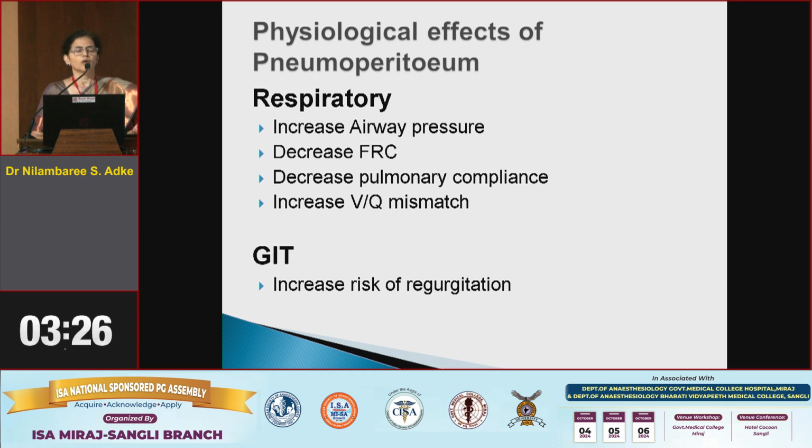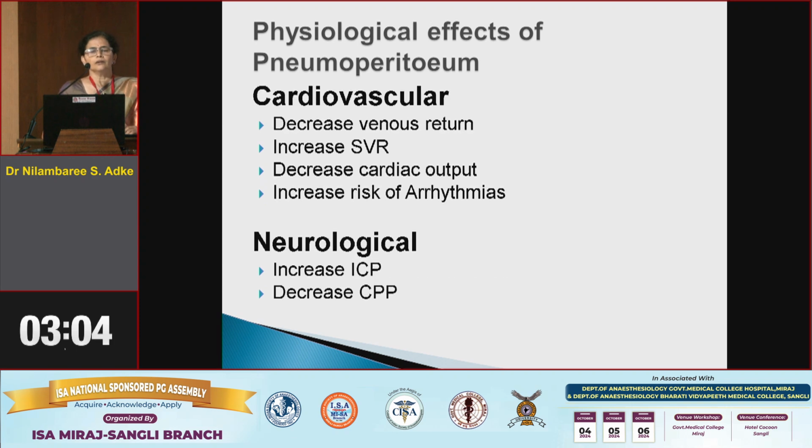So what happens with the pneumoperitoneum created in laparoscopy? There are respiratory changes, like increased airway pressures, decreased FRC with the distension of the abdomen, decreased pulmonary compliance, increased ventilation-perfusion mismatch, and increased risk of regurgitation with pneumoperitoneum. Then cardiovascular changes occur with decreased venous return and increased systemic vascular resistance, cardiac output is decreased, and the risk of arrhythmias increases as there is hypercarbia.